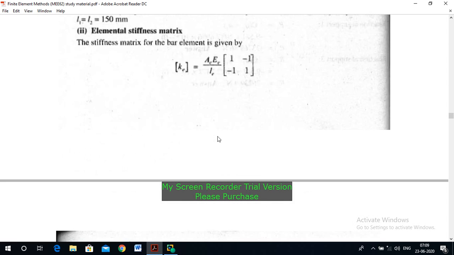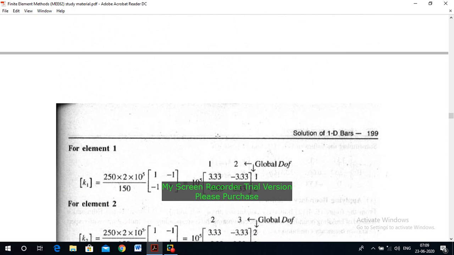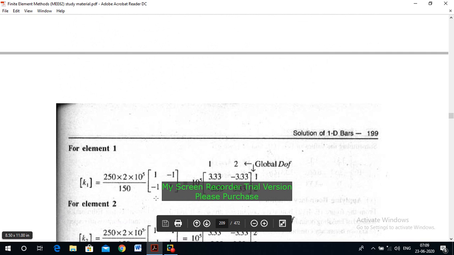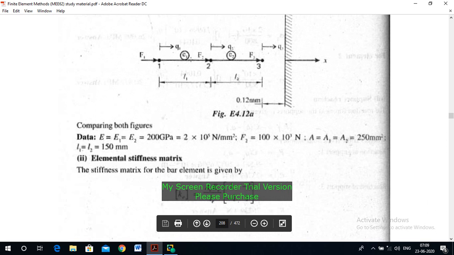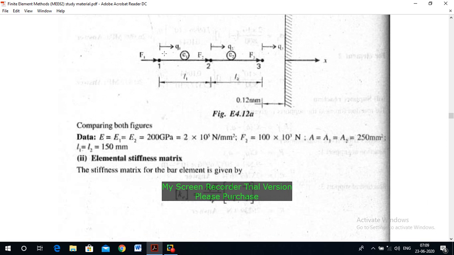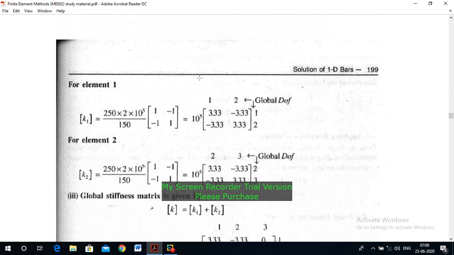For the first element, K is equal to AE by L. The area of cross section of the bar is given as 250 and Young's modulus is 2 into 10 power 5, divided by 150, times the matrix 1 minus 1, minus 1 1, and take 10 power 5. After simplifying this equation, I will get 10 power 5 times the matrix 3.33 minus 3.33, minus 3.33 3.33. Give the numbering for this matrix. Because element 1 has two nodes, Q1 is the nodal displacement at node 1 and Q2 at node 2, hence you can give the numbering 1 2, 1 2.